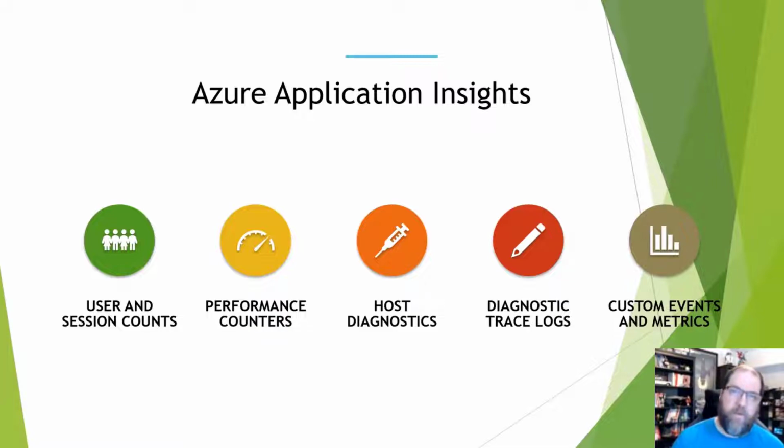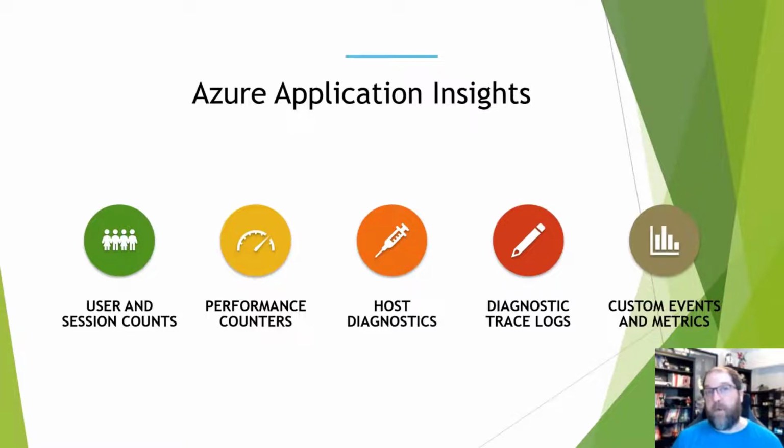You overlay that with things like user interaction. So how many users are hitting our system right now? Do we have an abnormal number of sessions? What are some of the performance counters? Is maybe the CPU or memory spiking on certain things? Is there something going on with the underlying host? Are there extra trace logs that we're sending out?